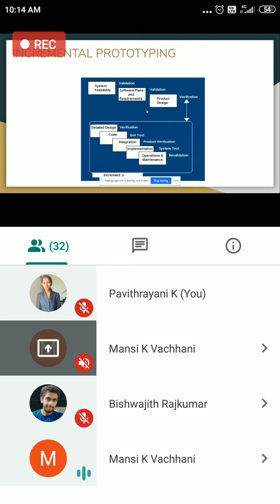Next is incremental prototyping. Can anyone tell what incremental means? We have already studied the incremental process. One after another, it will happen. Correct. Here, the final product is split into different small prototypes and developed individually. That is, different prototypes are merged into a single product.